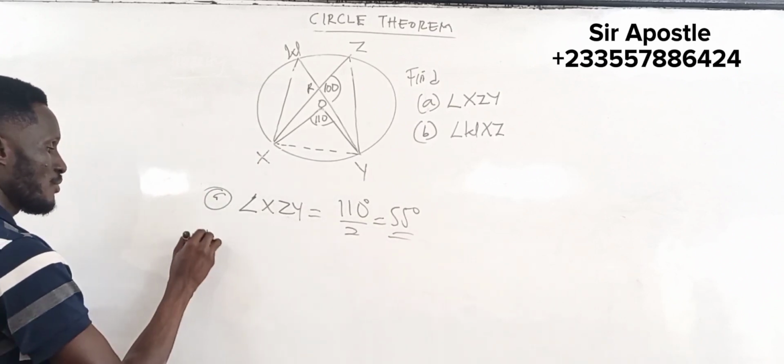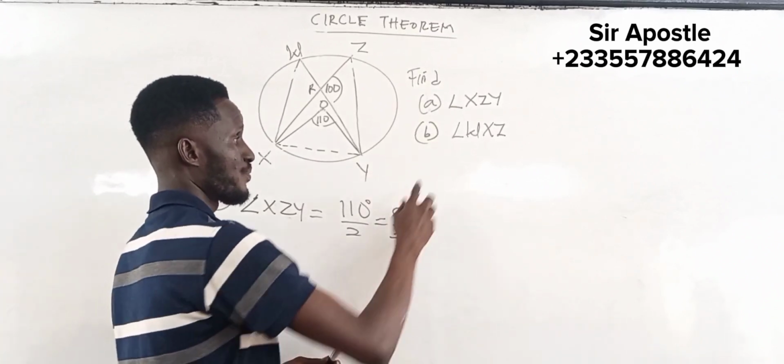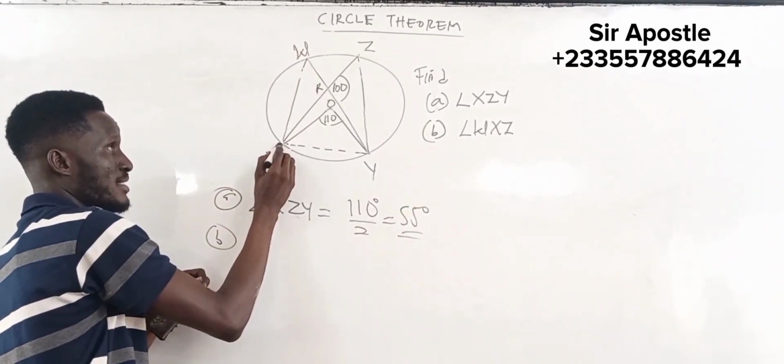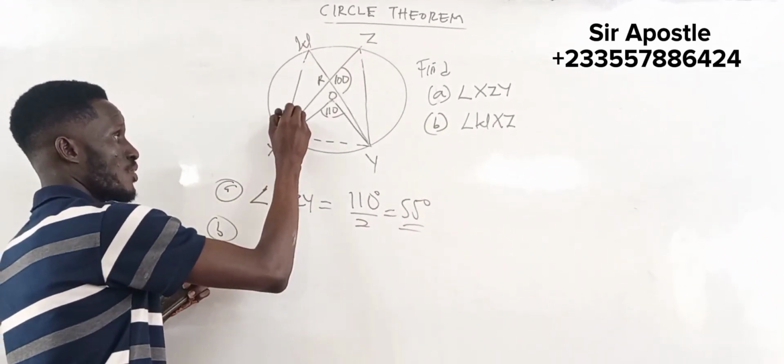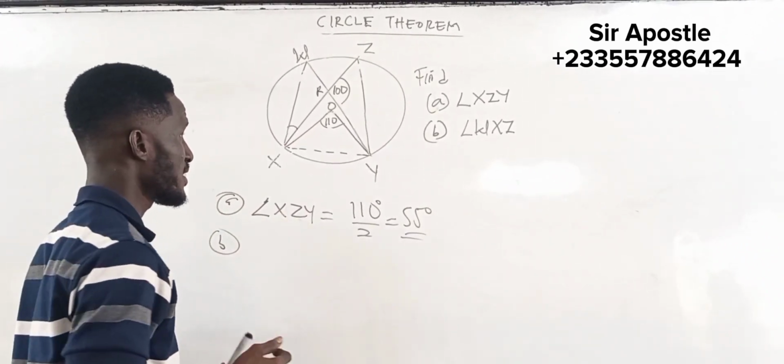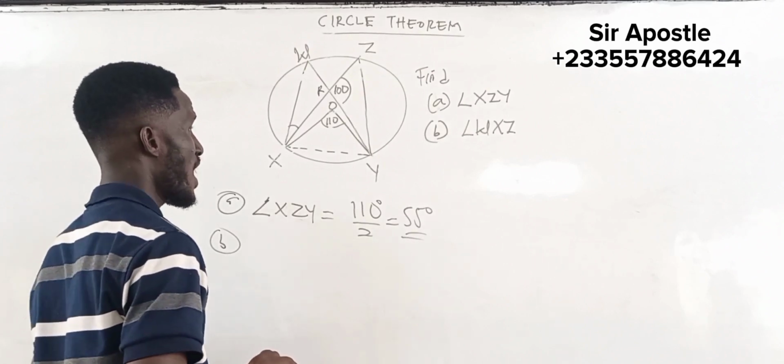Now, let's come to B. B says we should look for WXZ. So this is W, this one is X, and this one is Z. It means we are looking for this angle. Now, how are you going to get this?